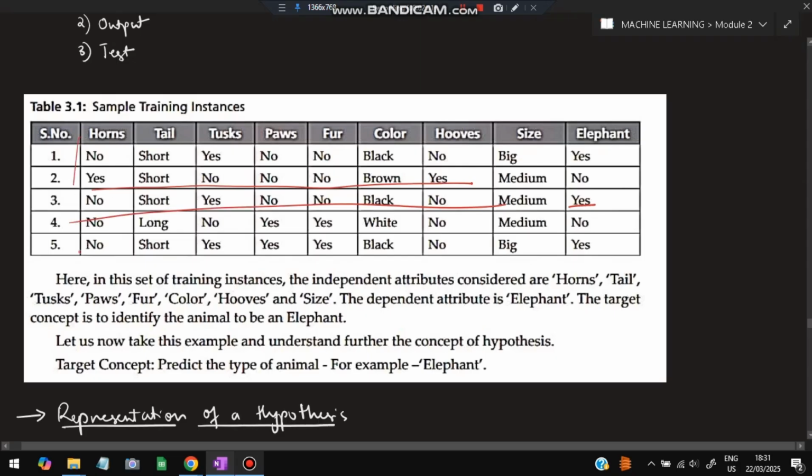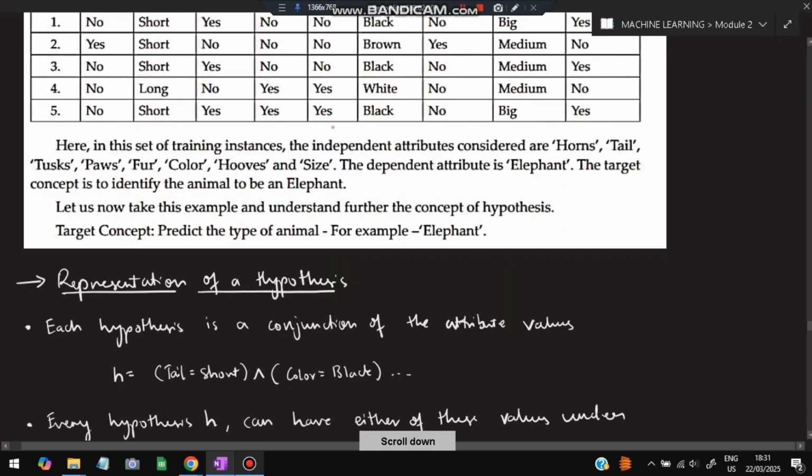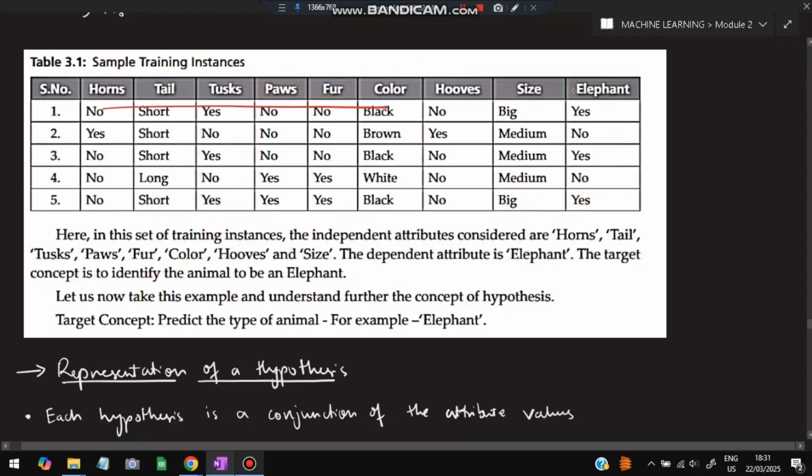So based on these features, we will be approximating what kind of features we can consider that will most probably map to an elephant. Okay, so this is the input and this is the output, and these are the independent variables, and this is the dependent variable. Why is it a dependent variable? Because elephant is dependent on the size, hoof, color, fur, paws, tusks, tail, and horns.